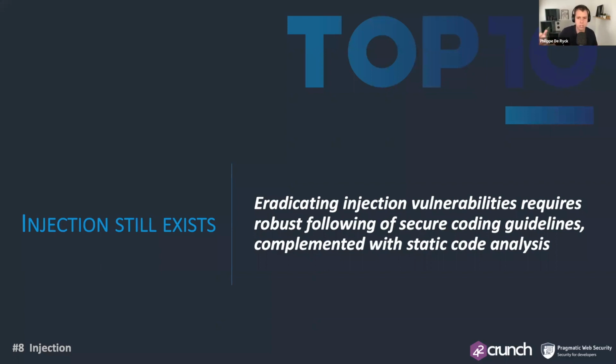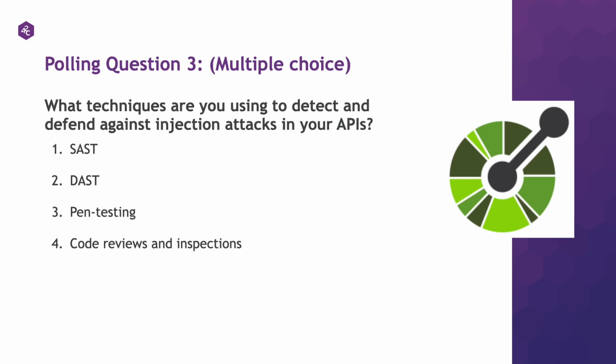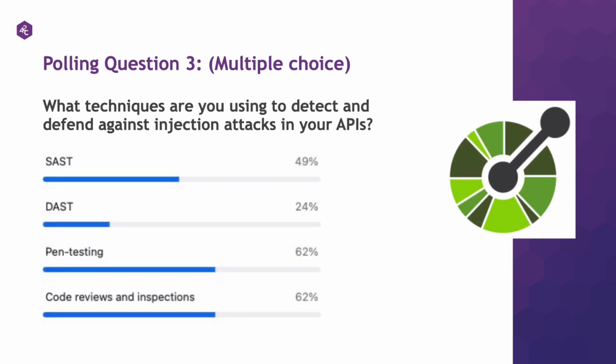And that segue brings us to polling question number 3, where Colin is going to ask you about injection attacks. I'm just curious on this question, because we get asked a lot: why is API security different from application security? For injection attacks, this is one of the rare places where your SAST and DAST tools will do a pretty good job of finding vulnerabilities. So what are you using? SAST, DAST, pen testing, or code reviews and inspections? I would have thought everybody would be doing SAST, but there you go. Okay, thanks very much. Back to you.